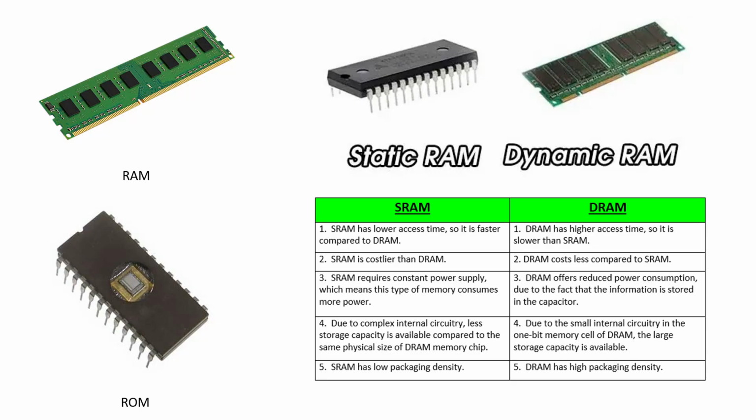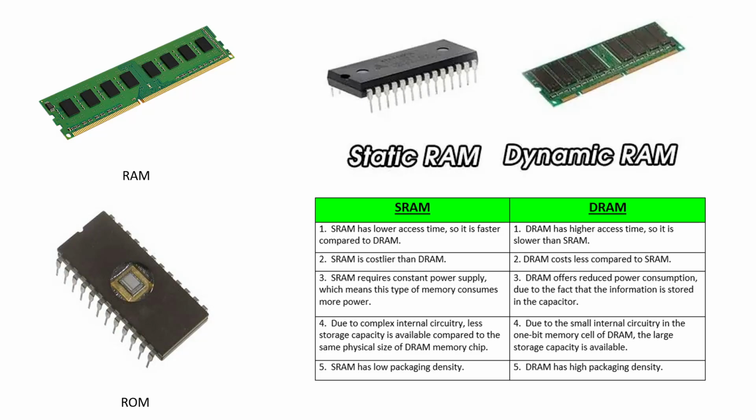SRAM has a lower access time, so it's faster compared to DRAM. It is more expensive than DRAM. It requires a constant power supply, which means this type of memory consumes more power. Due to complex internal circuitry, less storage capacity is available compared to the same physical size of DRAM, and also SRAM has low packaging density.